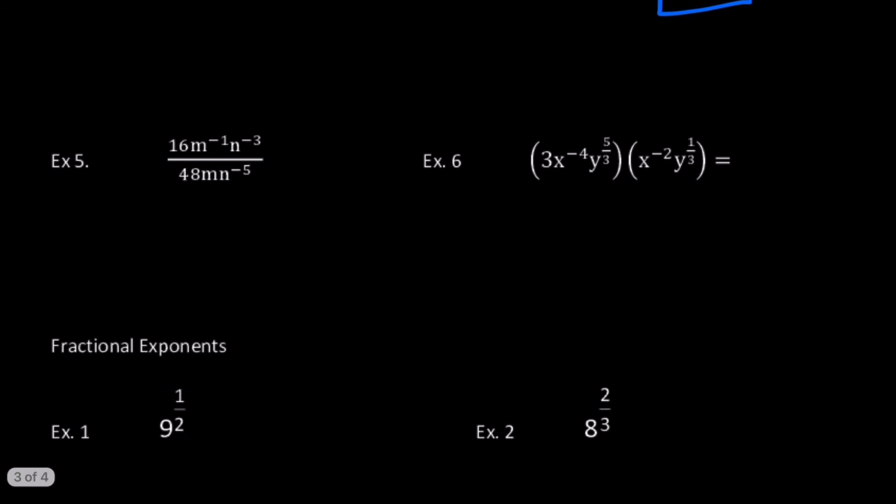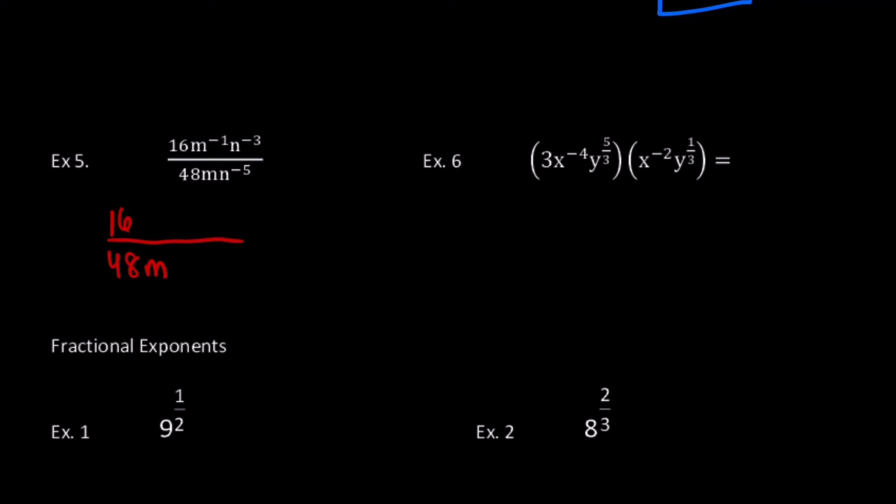All right, example 5. I see some negative exponents. So remember how we handle that. This will go to the denominator. This will go to the denominator. And that will go to the numerator. So the first thing I like to do is just rewrite those. So I'm trying to simplify. So I have a 16 in the numerator, 48 in the denominator.